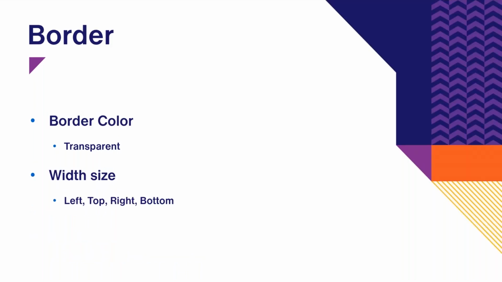Then you can also define a border of a cell. So basically define a color of the border or make it transparent if you don't want to use it. And also the width size of the border for all four, let's say, borders of a cell, left, top, right, and bottom. So you can have different sizes for each of the sides here.